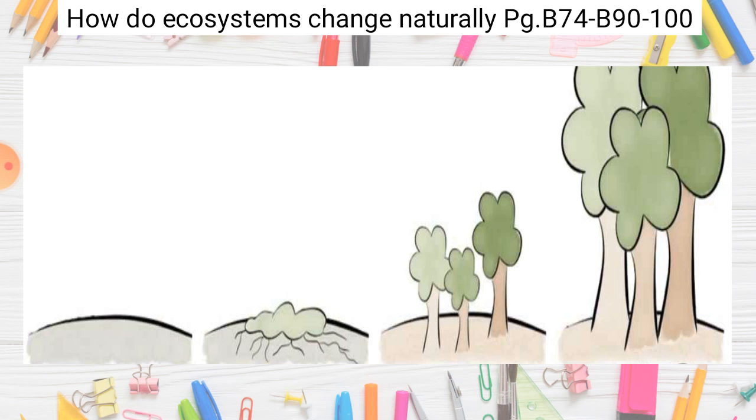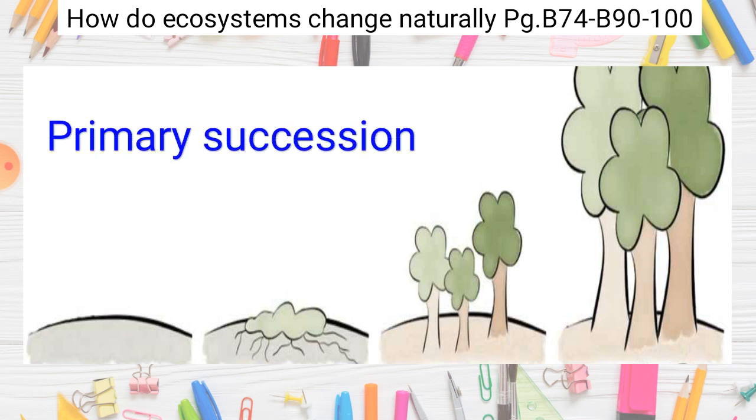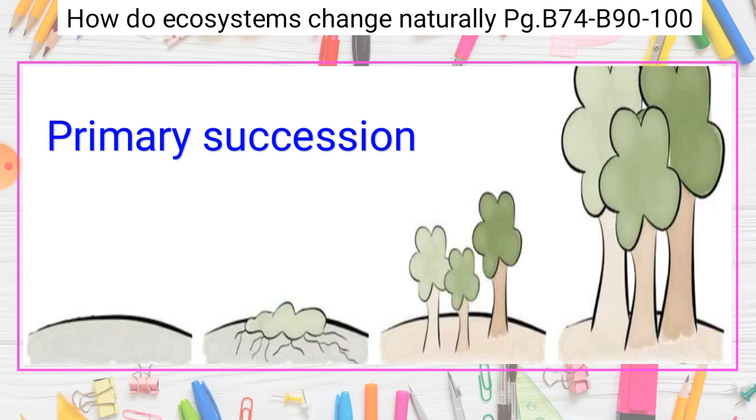To begin, we are going to make this drawing on our notebook. The first form of succession is called primary succession. Copy on your notebook. Now, primary succession is when at the beginning there is nothing. Then, slowly but surely, life starts growing until the place is full of life.